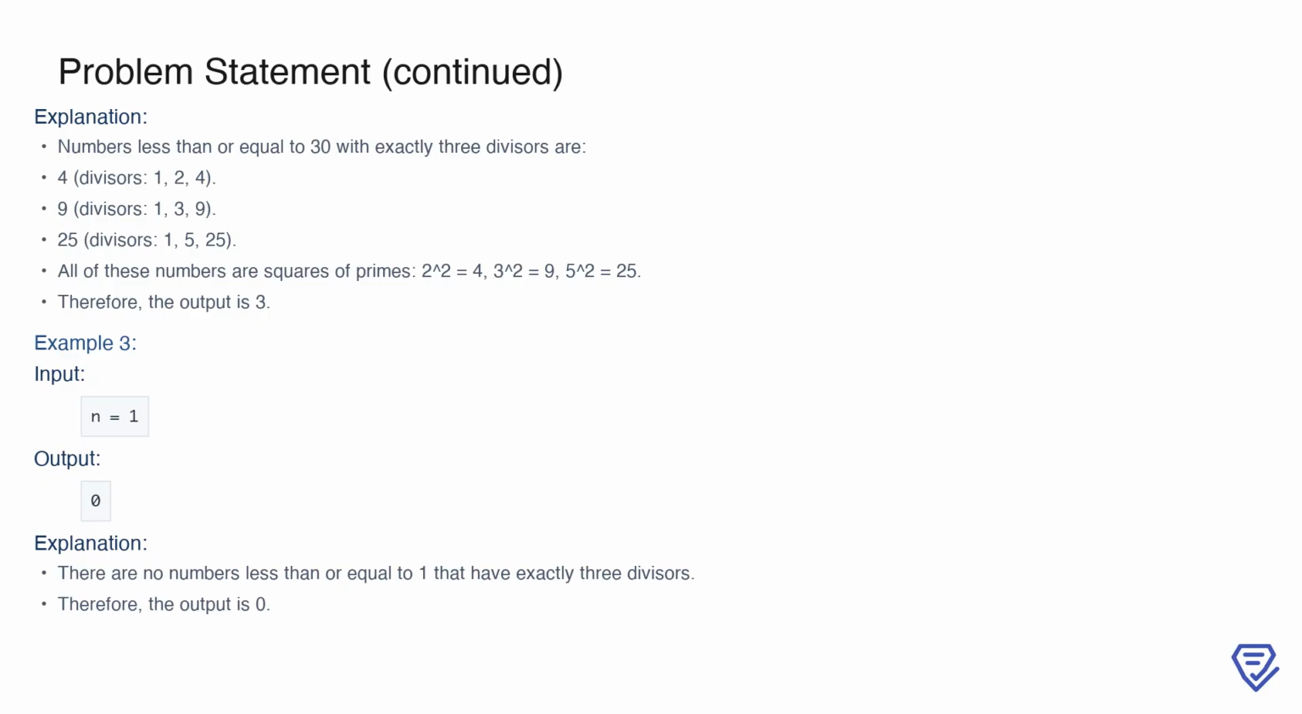For a final example, consider n equals 1. In this case, the output is 0 because there are no numbers less than or equal to 1 that fit the criteria of having exactly 3 divisors. Hence, the output is 0. These examples illustrate how the problem is solved by identifying numbers that are squares of primes within the given range.